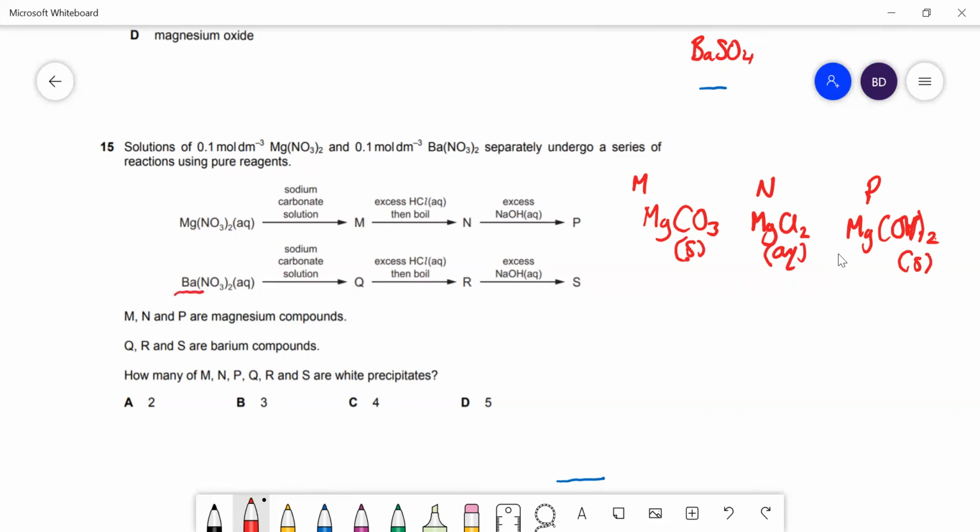Q. Right, barium nitrate this time. Okay, so if you add sodium carbonate to that, you will get barium carbonate, which is insoluble. That's a precipitate. Then you add excess HCl, you're going to get barium chloride, and that is soluble. That is in aqueous solution. Then you add excess NaOH. Well, barium hydroxide is soluble, so you don't get any precipitate there. You will get barium hydroxide, but it is not a precipitate. It's soluble.